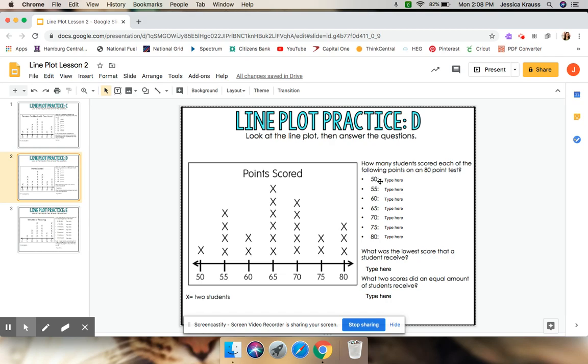How many students scored 50 points? I'm going to go to my line plot, find 50, and I'm going to skip count by 2's above it. 2. 2 students scored 50 points. Notice I have my label, which is also students. Makes it easy when they're all the same. All right, and then let's go to the bottom for this one. 80. How many students scored 80 points? Find 80 on my line plot, and we're going to skip count by 2's. 2, 4, 6.